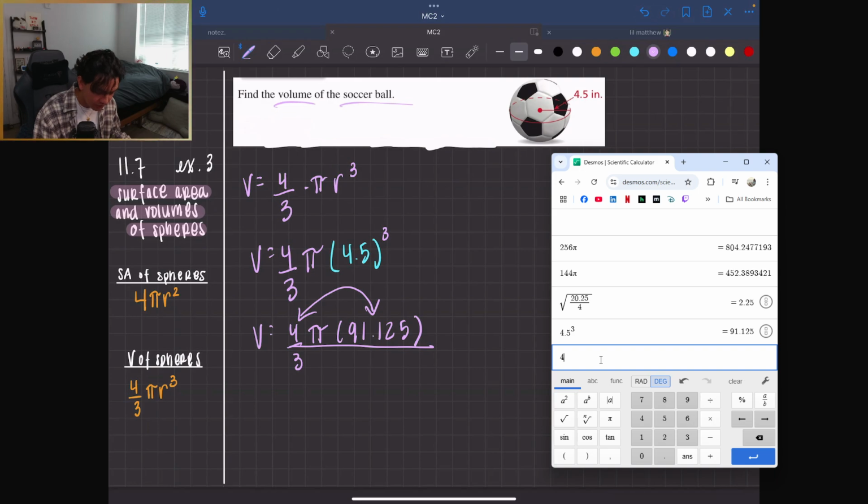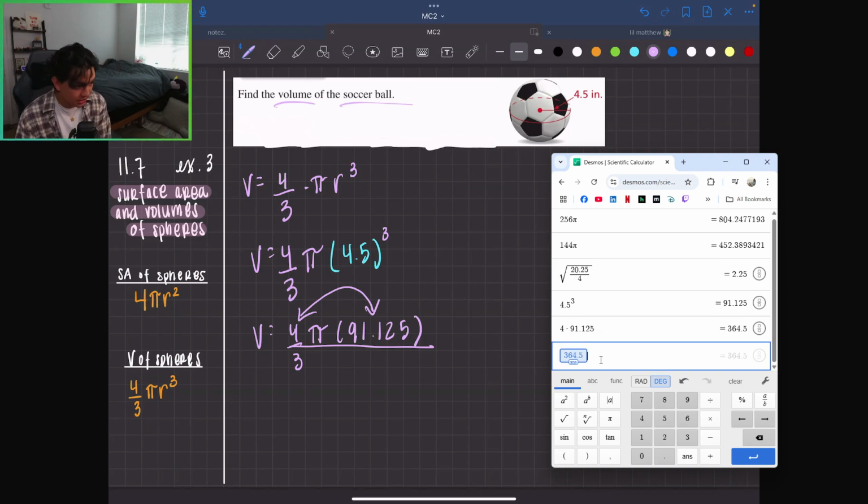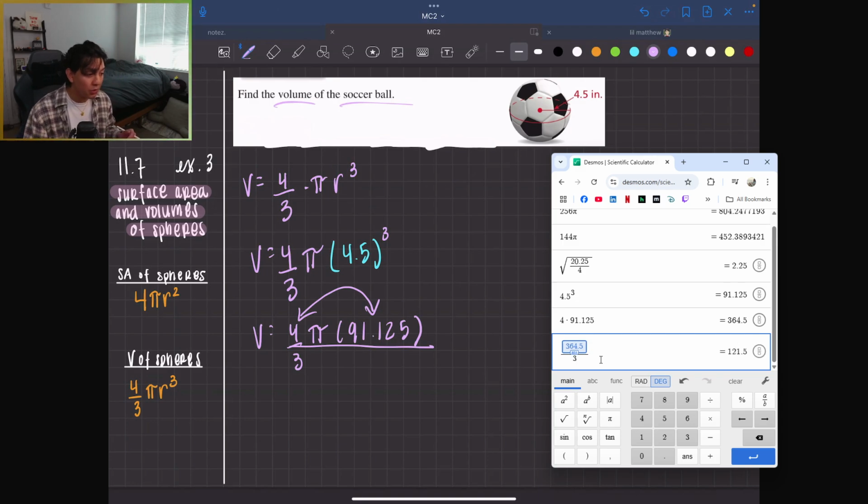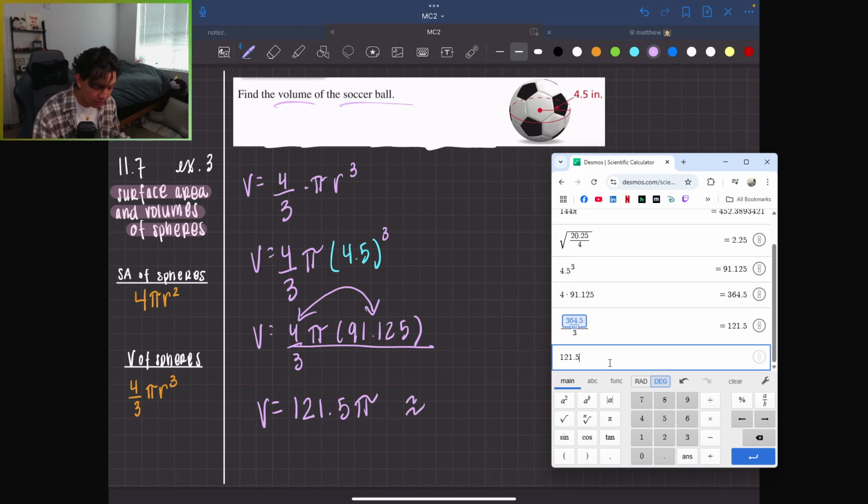4 times 91.125 is 364.5. And then we're going to divide that by 3. So we get 121.5. So our volume in terms of pi is going to be 121.5 pi. And if we wanted to approximate this, 121.5 pi, we're going to get about 381.70. What is the units? Cubic inches, so inches cubed.